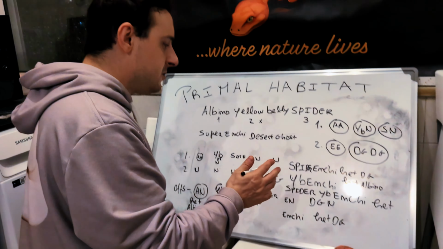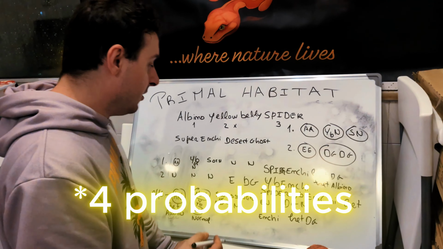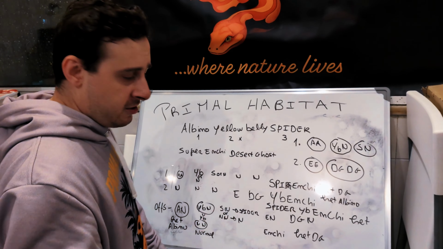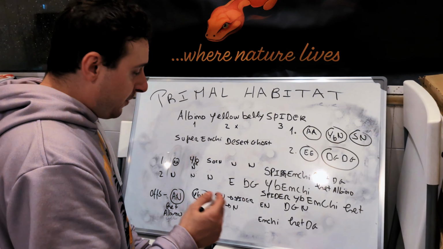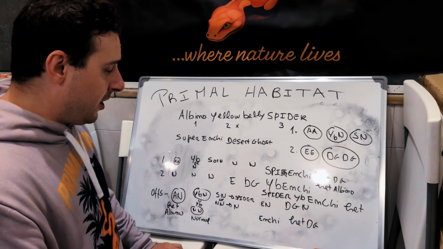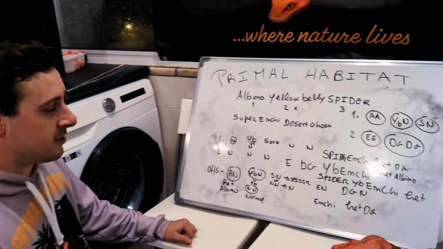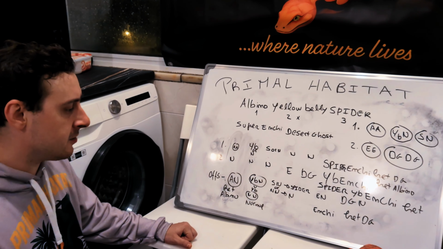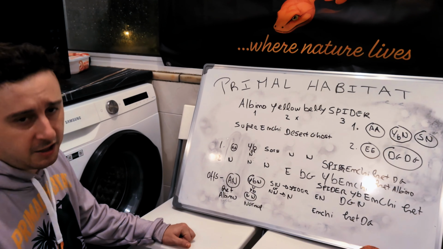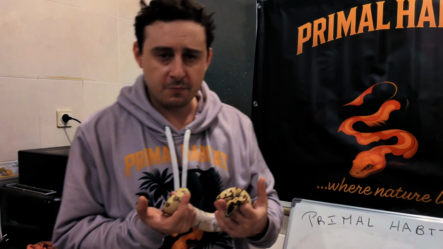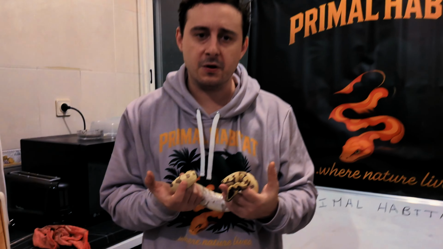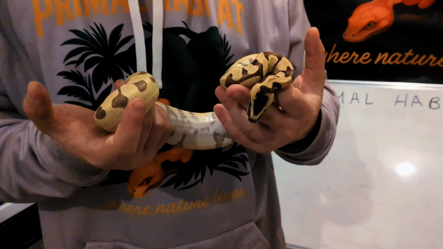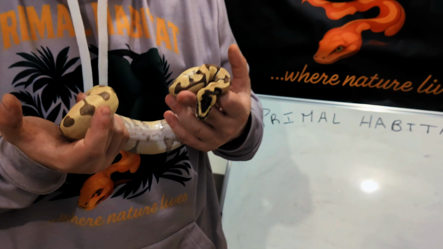So we have these four probabilities of offspring: Enchi het desert ghost het albino, spider Enchi het desert ghost het albino, yellow belly Enchi het desert ghost het albino, and spider yellow belly Enchi het desert ghost het albino. Okay? Imagine you want to make a super Enchi desert ghost like this boy. What would be the best cheap option to do it? Let's get to the board.